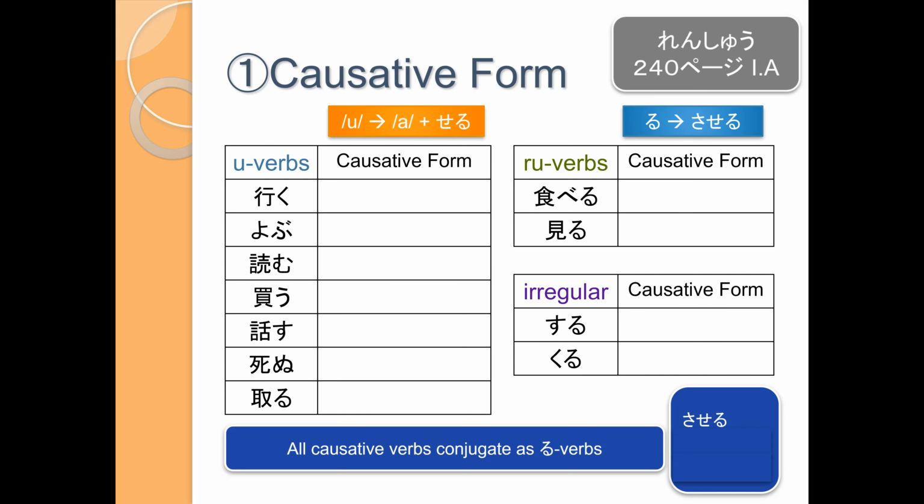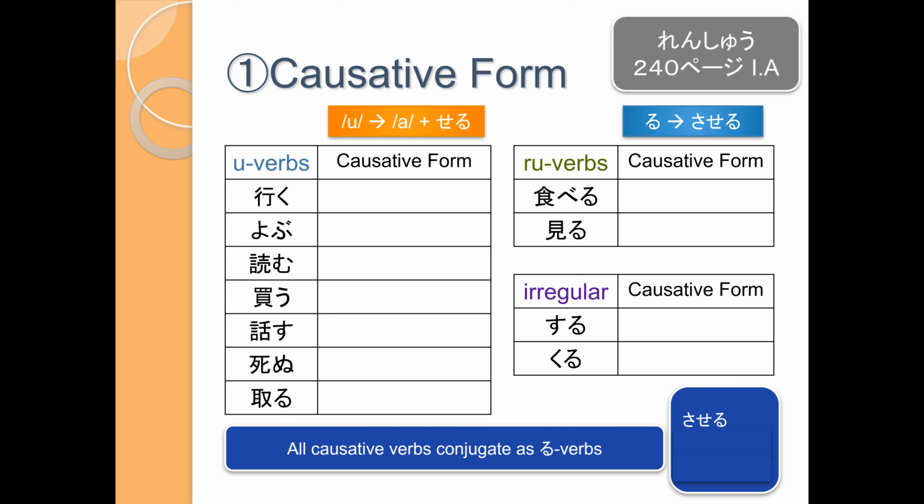So one of the things that we're going to want to do is take, with U verbs, the U ending that we have and change it to an A sound. So iku, ika, yobu, yoba, and so forth. And then we're going to add seru. So very similar to what we did with passive, but instead of adding reru, we're adding seru.